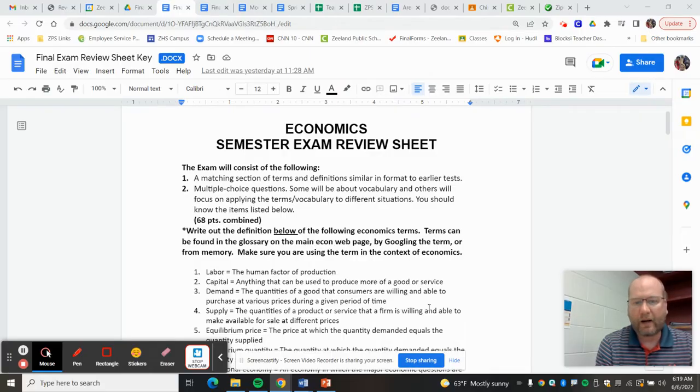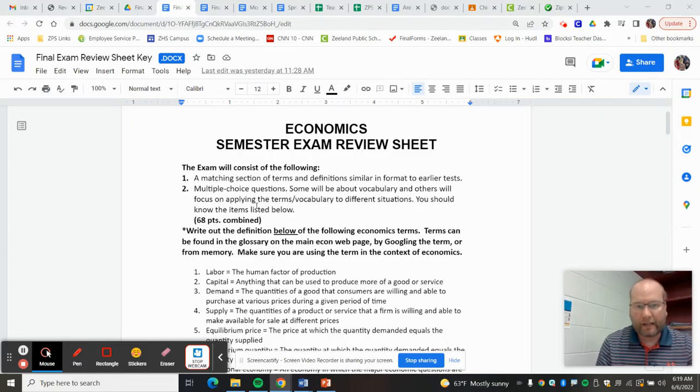It's 68 combined points for the multiple choice and matching section, so the bubble sheet part of the exam. And then there are some short answer parts to the exam as well. So it'll be a combined 100 points. It's worth 15% of your grade. But again, I think if you go through this and you know this stuff pretty well, you're going to be in great shape when that comes around.